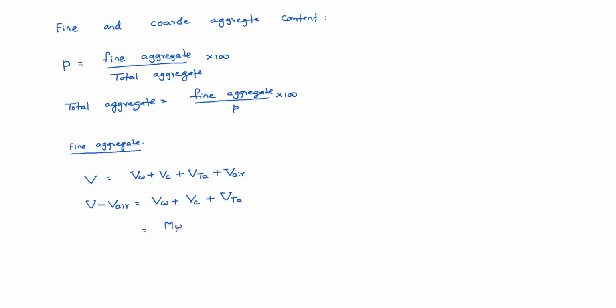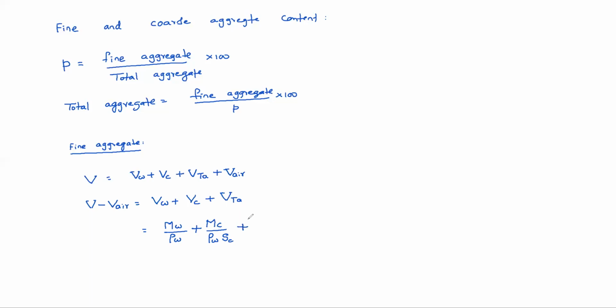Mass of water by density of water, right? Mass of water by density of water. So cement volume, mass of cement by what? Density of cement. Density of cement is rho W into specific gravity of cement. Specific gravity of cement is 3.15. You should remember that, okay?